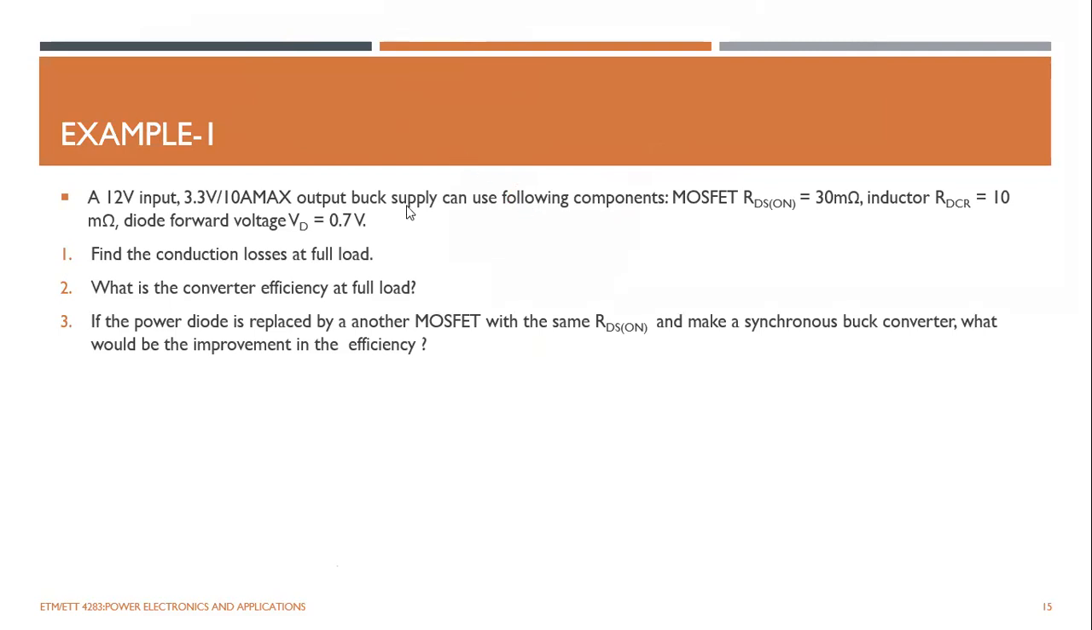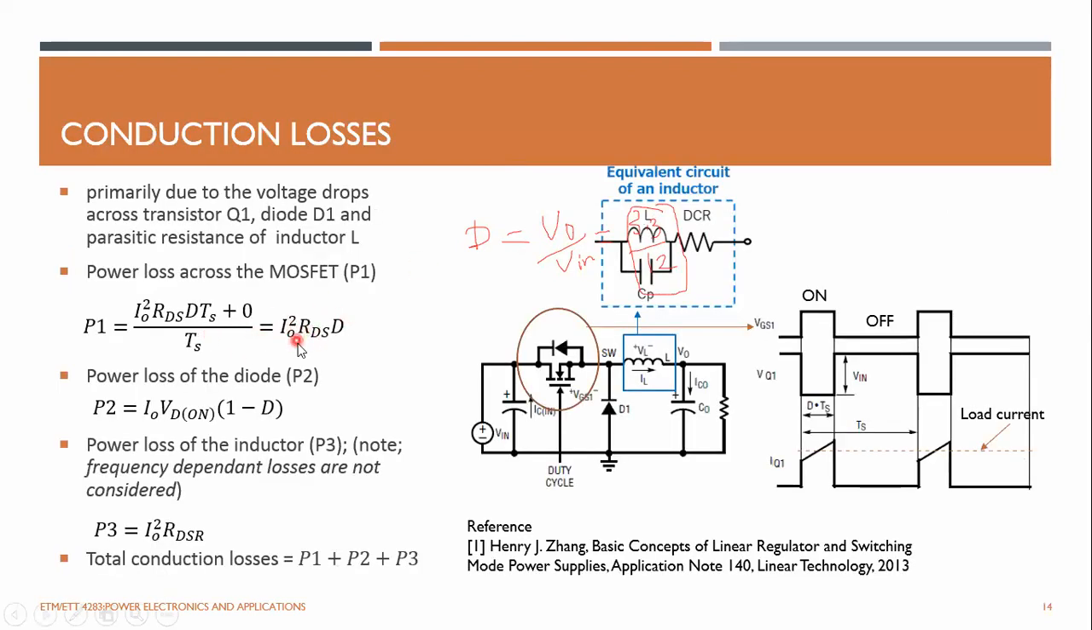So calculate the duty ratio first. It is simply V out divided by V in. V out is 3.3, divided by 12, is your duty ratio. So if you know the duty ratio, then you can substitute in these two equations and get P1 and P2. And P3 is simply I squared R, where I is 10 amps.